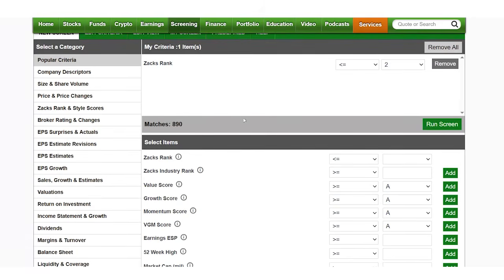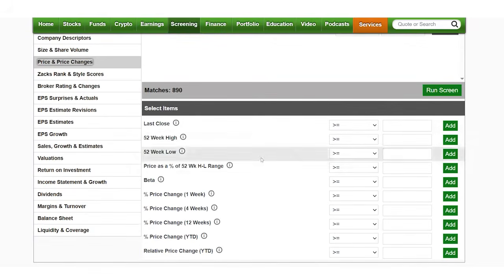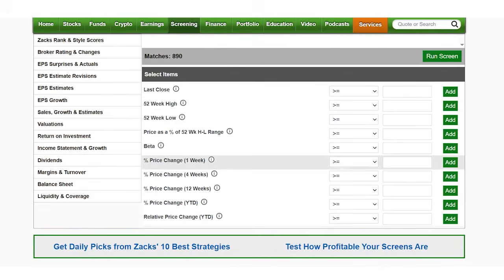Another thing that I want to look at is, if you read any of my stuff, I like momentum. I like stocks that are seeing buying. They're starting to go up. They're going higher. And again, I'm going to pick stocks that aren't too expensive yet. We'll get there. So we want stocks, see price and price changes. This tells us information about how the stock is performing. So one way to do it is you can do price change year to date, price change over the last 12 weeks, 4 weeks, 1 week, relative price change year to date.